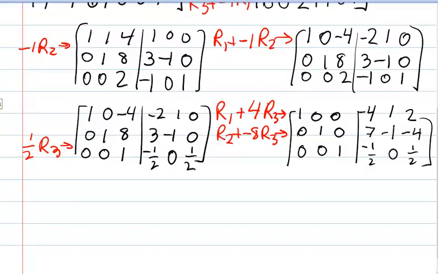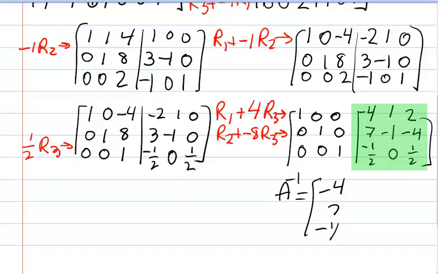So now I see my inverse in the last 3 columns. A inverse is negative 4, 7, negative 1/2, 1, negative 1, 0, 2, negative 4, 1/2.